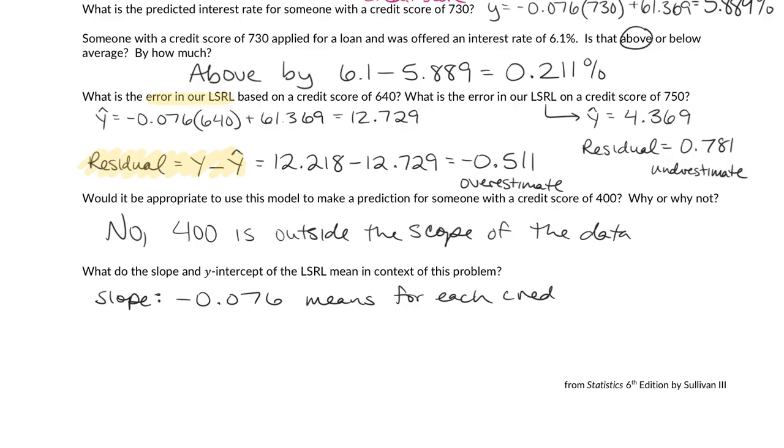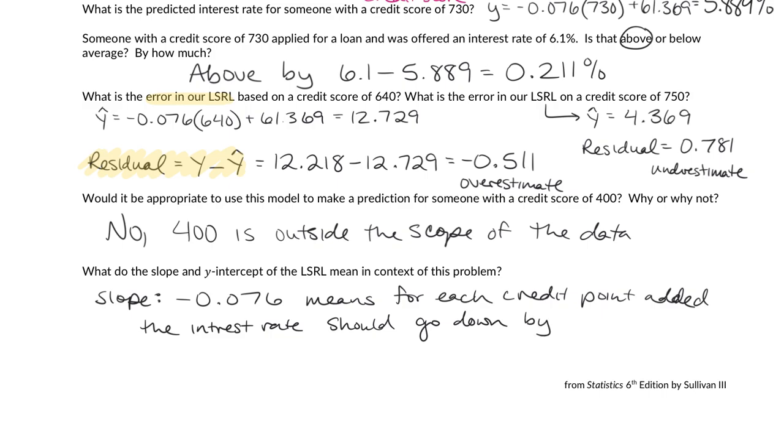credit point added to your score, the interest rate should go down by 0.076 of a percent.